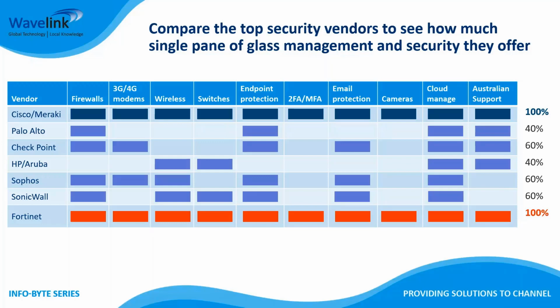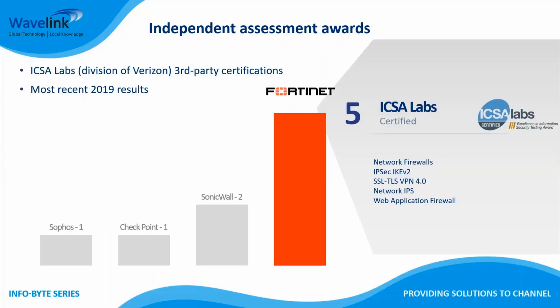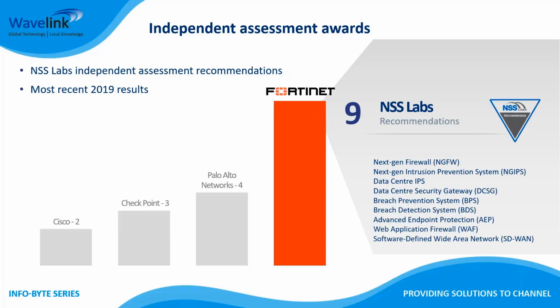And again, if we look furthermore into what are the awards that they're actually getting, so what are the certifications, what is the third-party evaluation of how good their products are? Well, on the ICSA Labs, they've got 5 certifications awarded to Fortinet, with the closest being SonicWall with 2. For the NSS Labs, you've got 9 from Fortinet, and Palo Alto only receiving 4 as the closest. Next competitor, Cisco, as you can see there, even though they've got 100% of the stack, they've only got 2 independent assessments from NSS and none from the ICSA.